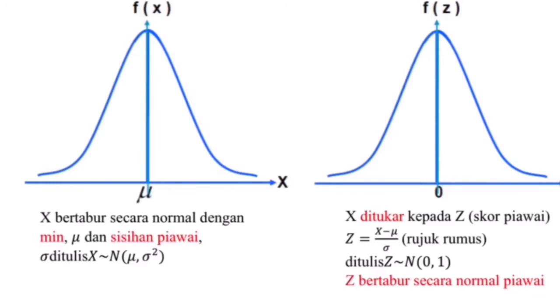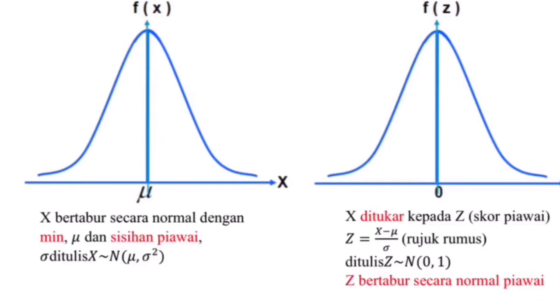Please look at the formula. For x, you always write x as normal distribution, then mean, and then variance. But for z, you notice that we use N(0, 1). The mean must be 0, the standard deviation must be 1. This is very important, so you must know how to do the conversion.